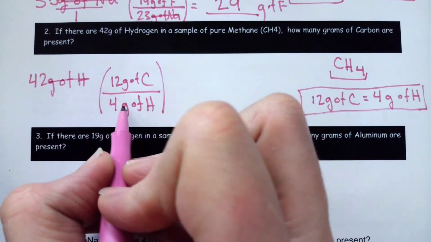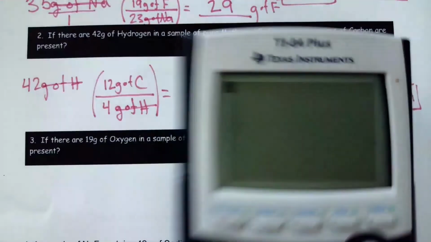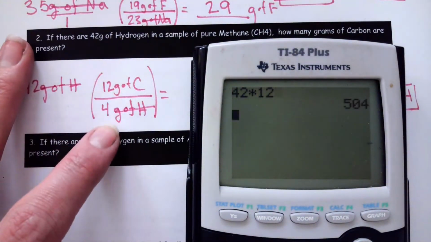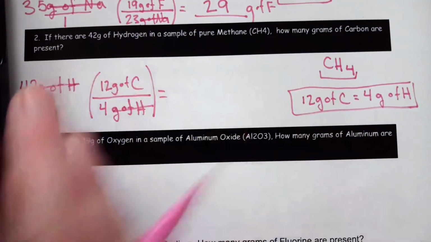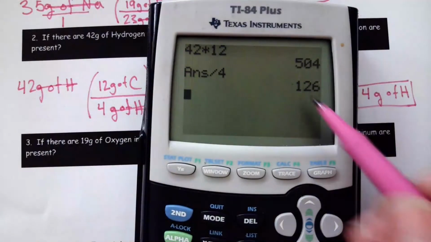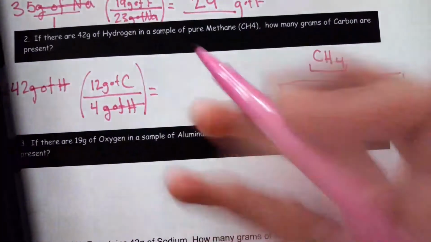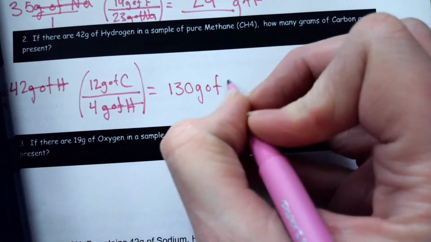Grams of hydrogen, 1 on top, 1 on bottom. Now I'm going to take 42 times 12 divided by 4. And I get 126, but my given only gives me 2 sig figs. So I go 1, 2, look to the right, and I'm going to round up to 130. So 130 grams of carbon.